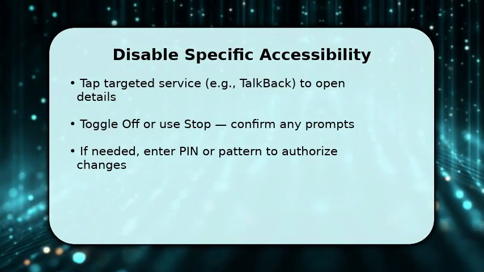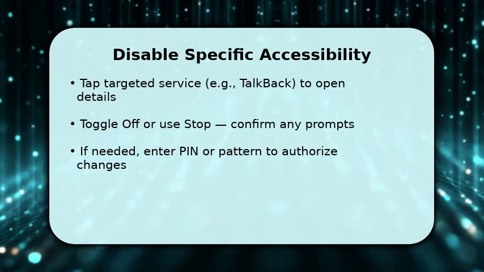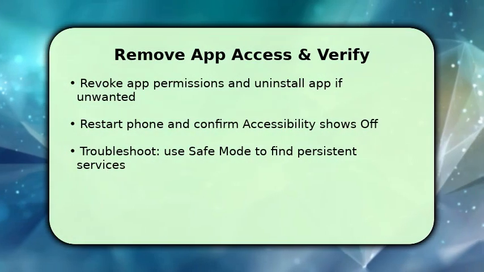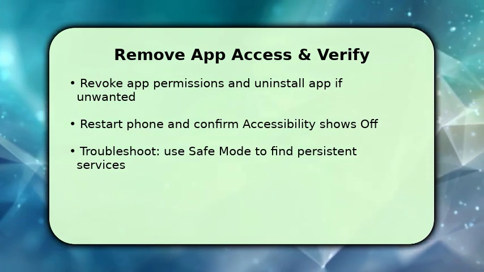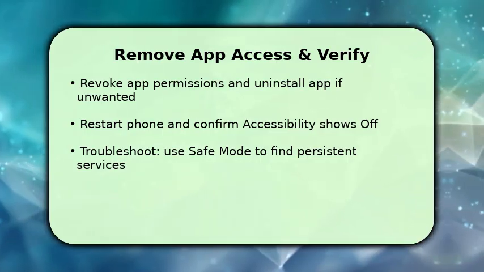Make sure to enter your PIN or pattern when you finish by removing any app-level access, and if the service came from an app, uninstall that app to prevent reactivation. Once done, restart your Realme to clear residual processes and then reopen accessibility to verify the service remains off.